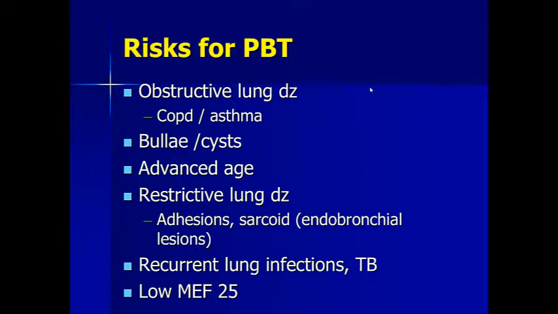If you start to tether some healthy lung to the wall, that can differentially expand and rip the alveoli. Sarcoid in and of itself also has endobronchial lesions, so you can in theory develop kind of a ball valve phenomenon, and air can fill but not escape quickly enough, and hence you get expansion. Recurrent lung infections, tuberculosis, and a low MEF25.